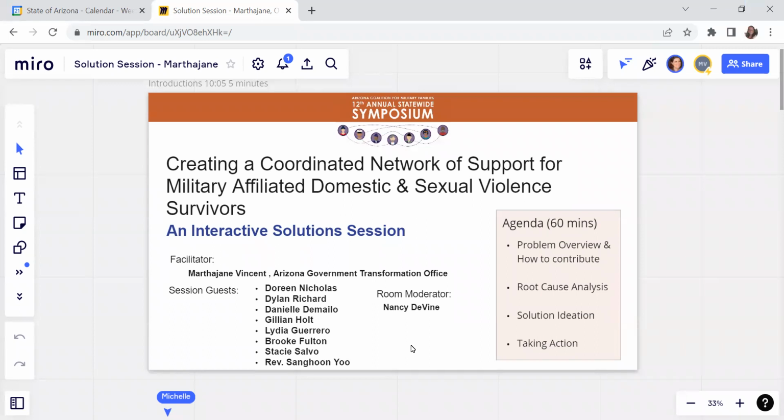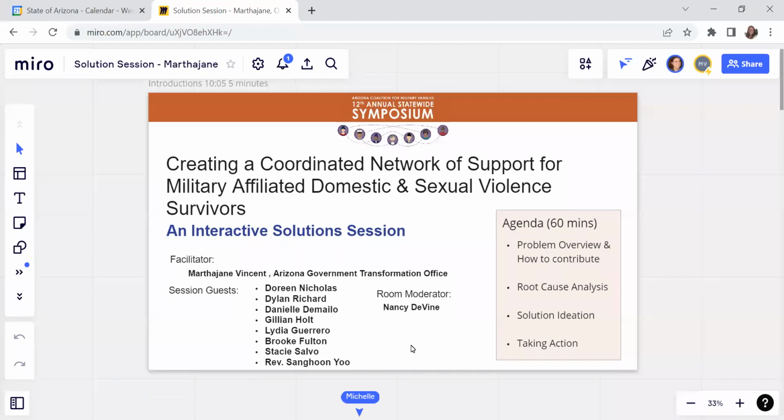All right. So the subject matter experts that we have today are Brooke Fulton, and she's out of the Flagstaff area, and she is the program manager at the Northern Arizona Care and Services After Assault. And she's an outreach program. She does outreach out of a program at the North Country Healthcare, and that provides medical forensic exams to victims of sexual assault and domestic violence strangulation.